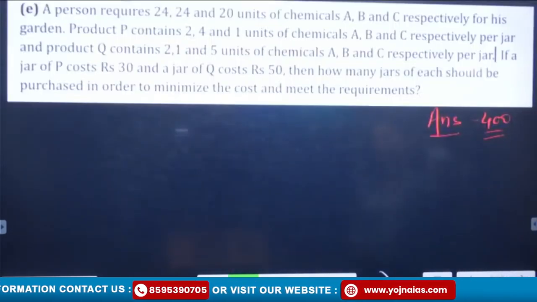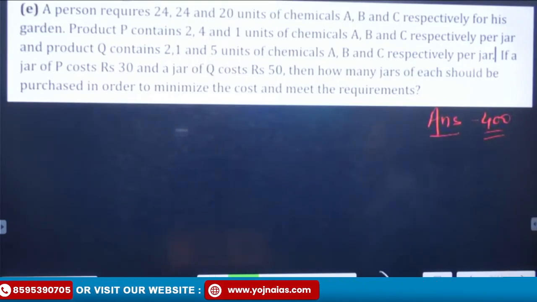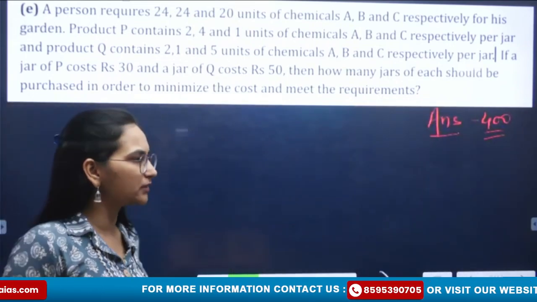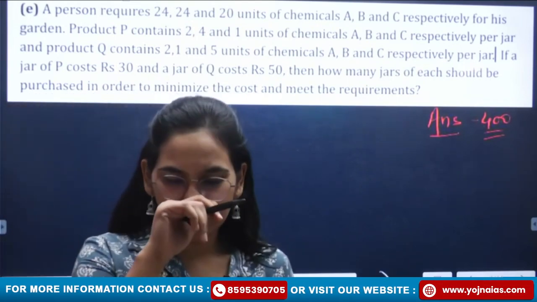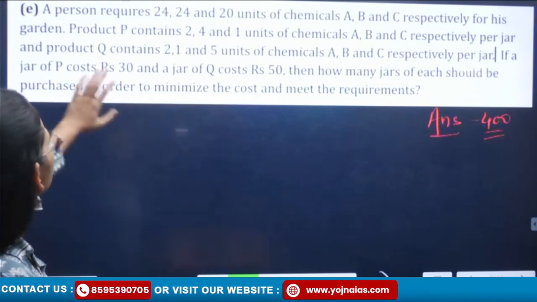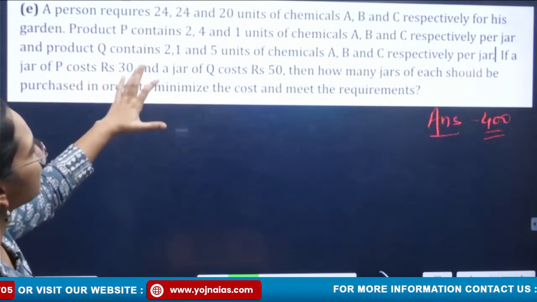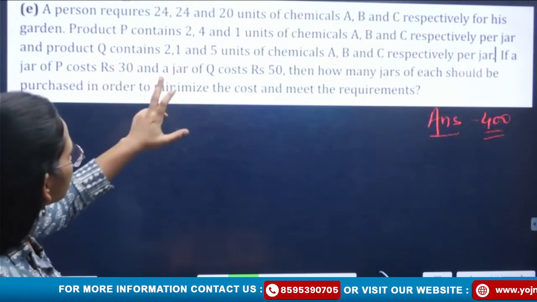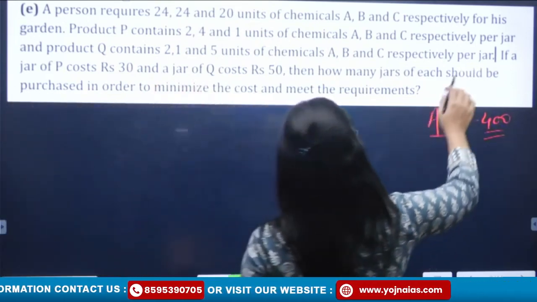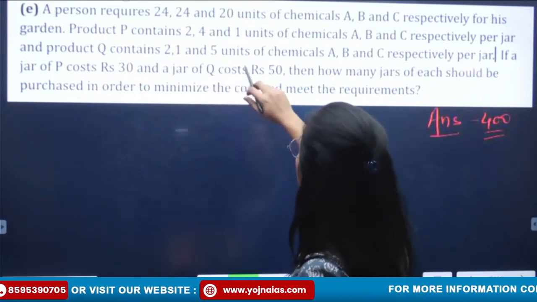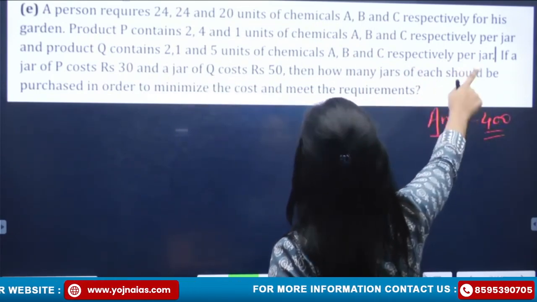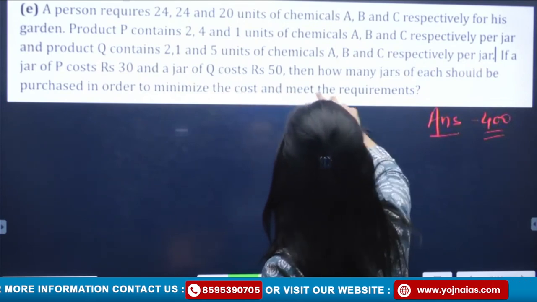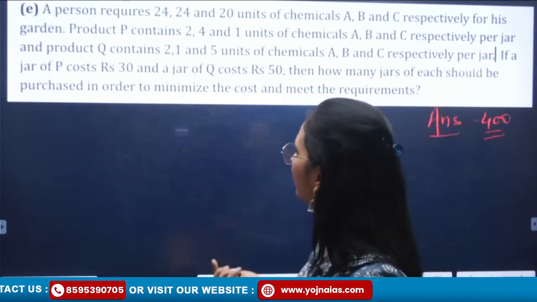Then this is a question of LPP, that is linear programming. First, you need to formulate the linear programming problem, and then you need to solve it. They are saying a person requires 24, 24 and 20 units of chemicals A, B, C respectively for his garden. Product P contains these units of chemicals A, B, C per jar, and product Q contains these units of chemicals A, B, C per jar. If a jar of P costs this much and a jar of Q costs this much, how many jars of each should be purchased in order to minimize the cost?